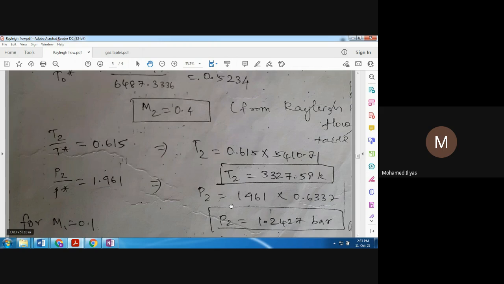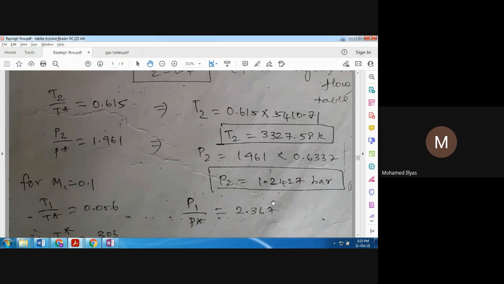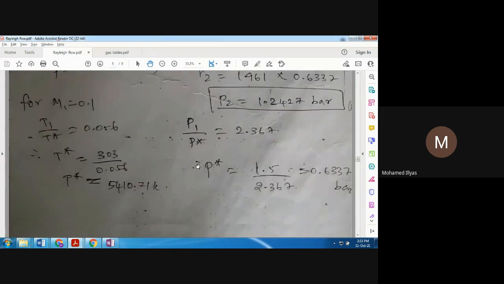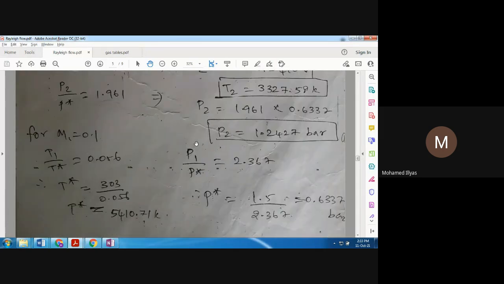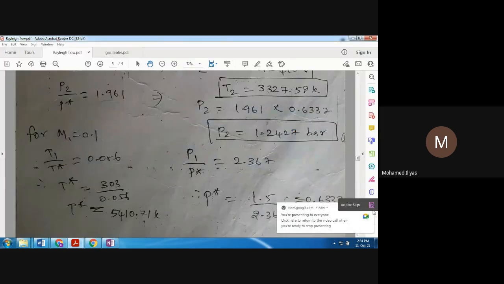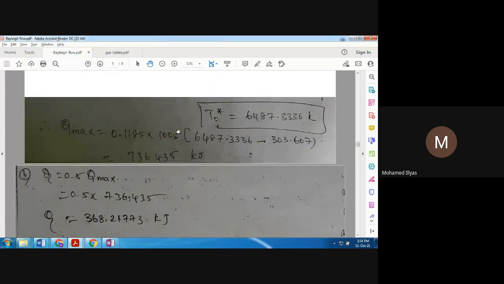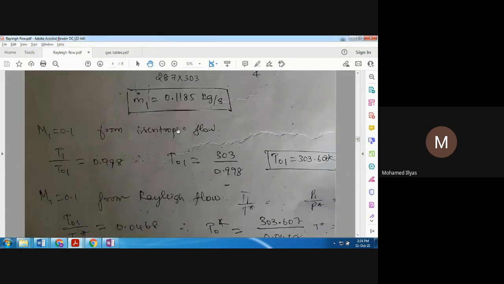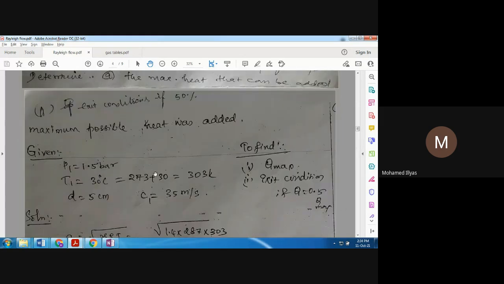And from the P2 by P star ratio, we can write P2 equal to 1.961 into P star. We'll get P2 as 1.24 bar. Okay. And we have been asked to calculate all these parameters. So we have successfully calculated the exit properties and then your Q max. These are all the parameters we need in this problem: maximum heat, exit conditions, and the 50% of the maximum heat added. That's all.